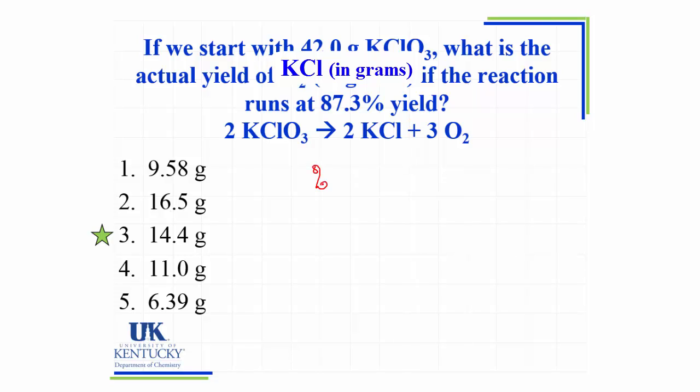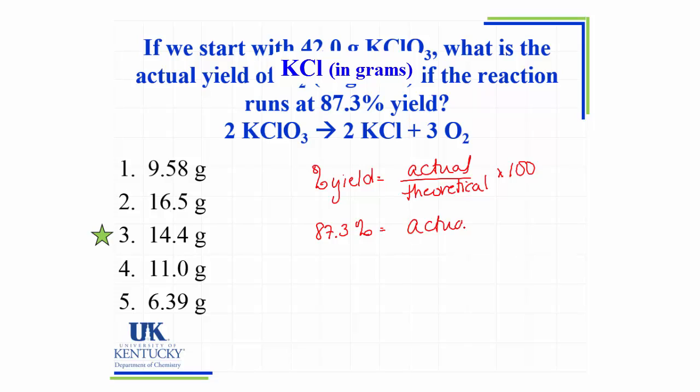The equation for percent yield equals actual over theoretical times 100. In this case, we know our percent yield is 87.3%. We don't know our actual yield, that's what's being asked for in the problem, but we do know our theoretical yield, which is 25.5 grams of the KCl, times 100.